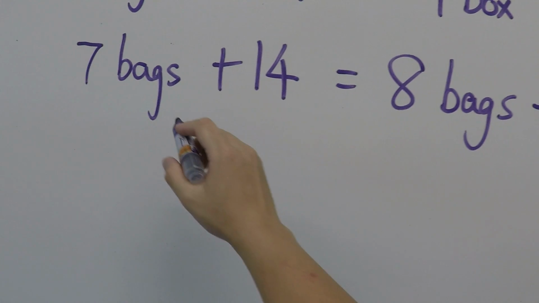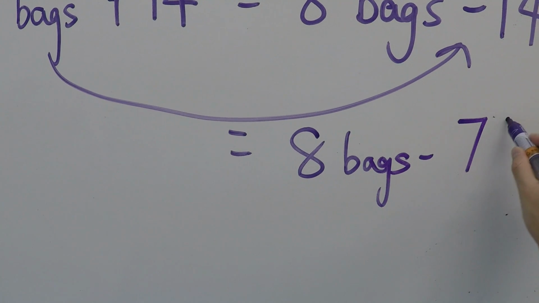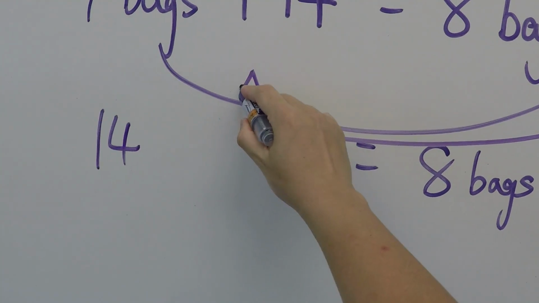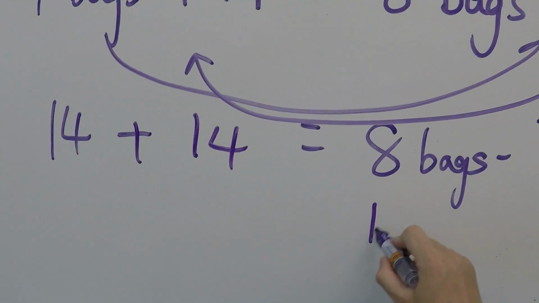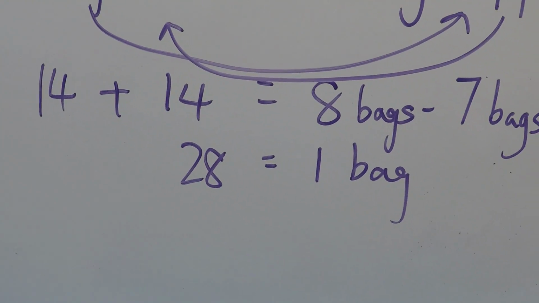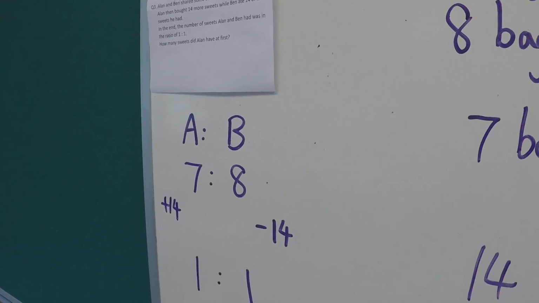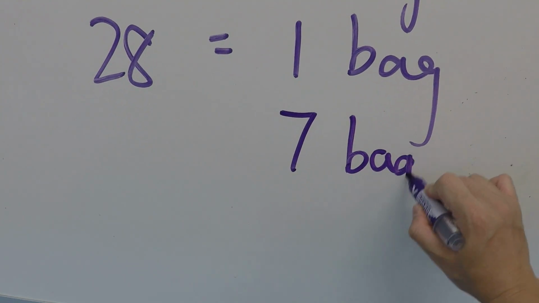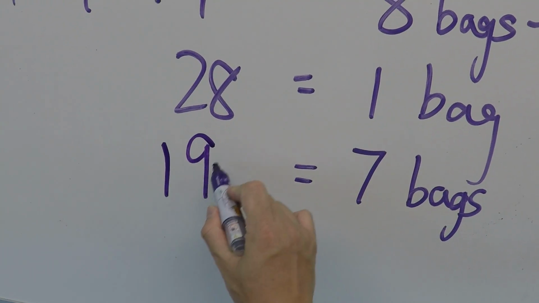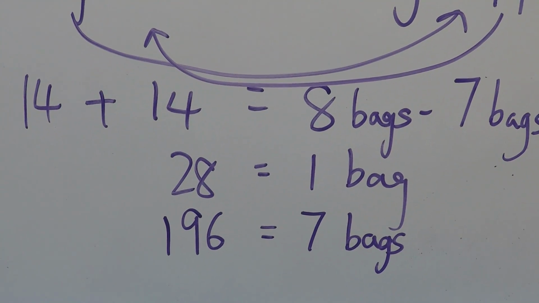If that's the case, we shift this over to the other side, and we'll get 8 bags minus 7 bags must be equal to 14. Shift this over here, plus 14. So we have 1 bag is equal to 28. If 1 bag is equal to 28, let us remember that Alan has 7 bags at first. So 7 bags must be equal to 28 times 7, which will give us 196, which means Alan had 196 sweets at first.